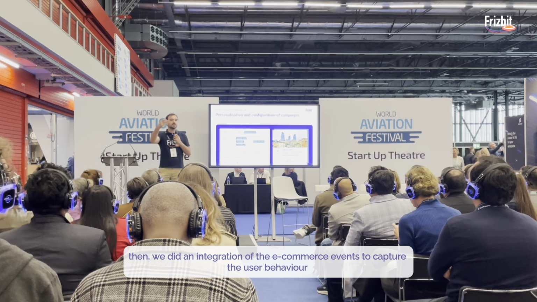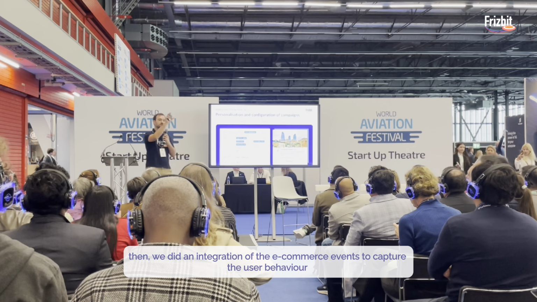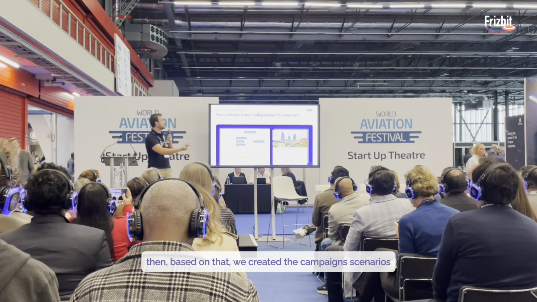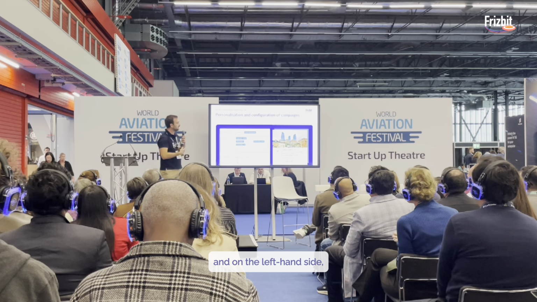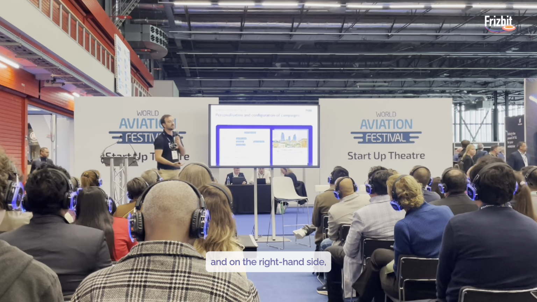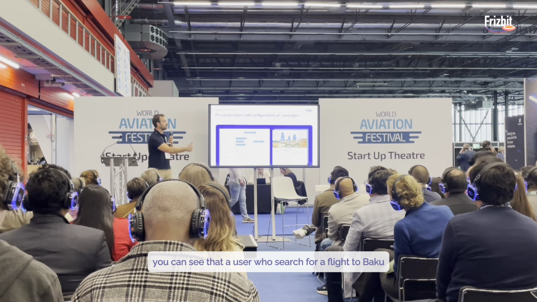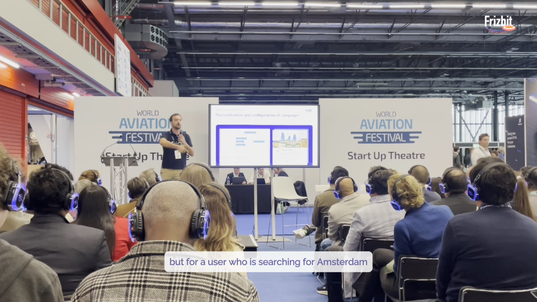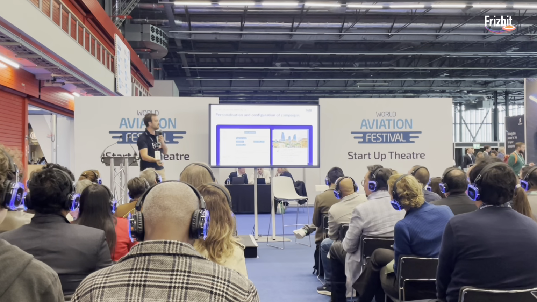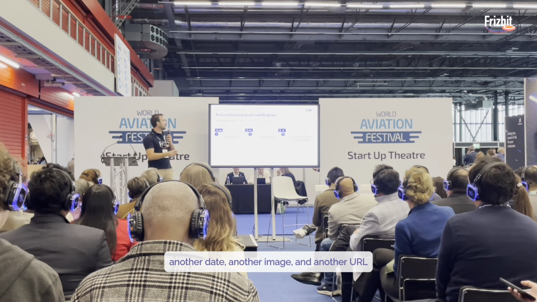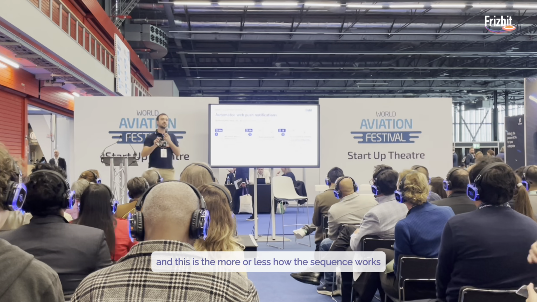And then we integrated the e-commerce events to capture all the user behavior. Based on that, we created the campaigns and scenarios. On the left-hand side, you can see our dashboard, how a push notification campaign is personalized with dynamic fields. And on the right-hand side, you can see that a user who searched for a flight to Baku that day will receive a push notification like this, but a user who is searching for Amsterdam receives another destination, another date, another image, and another URL. This is more or less how the sequence works.